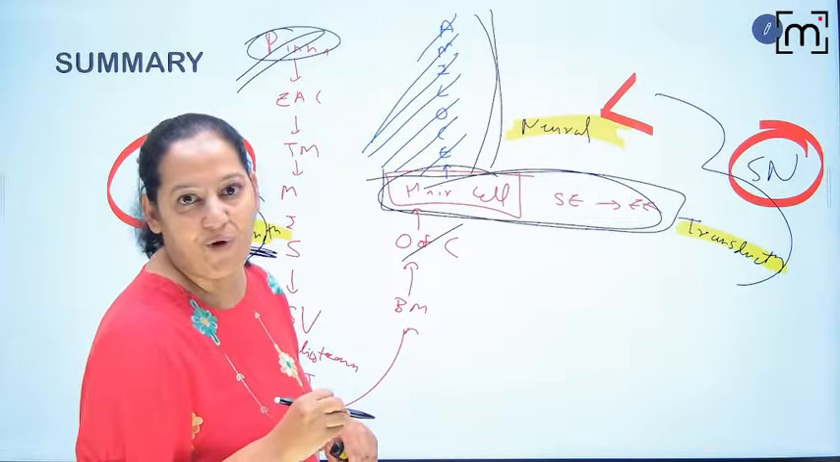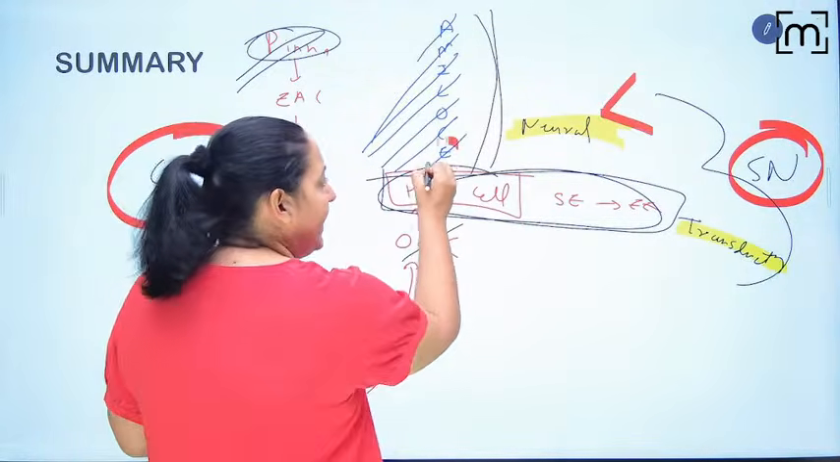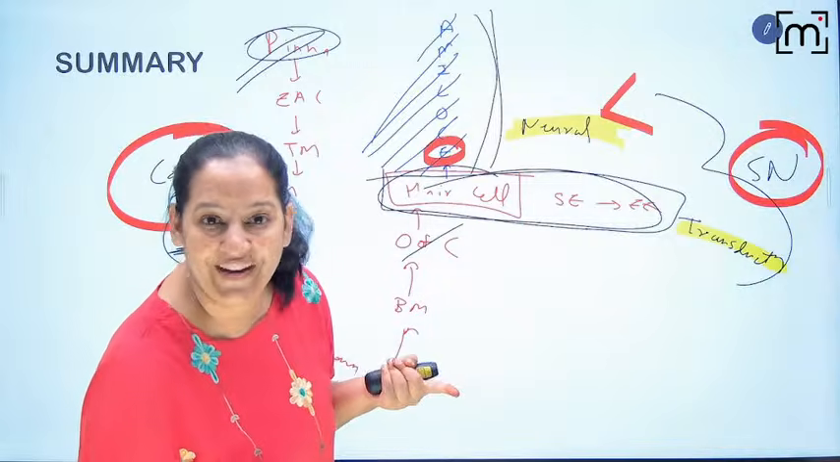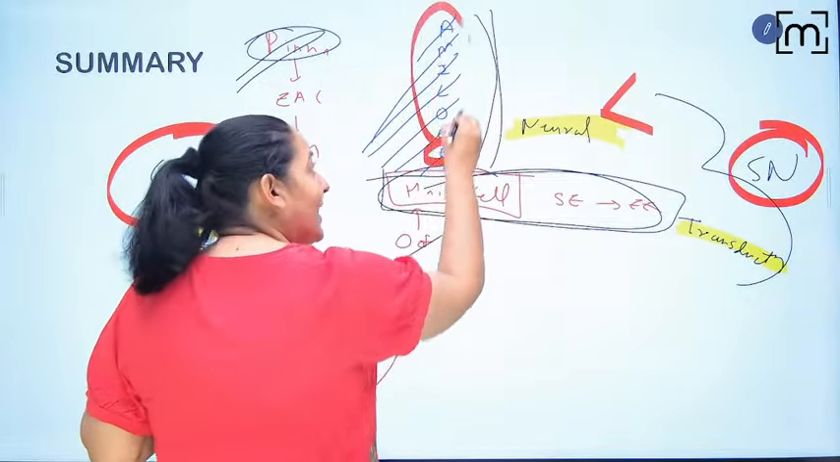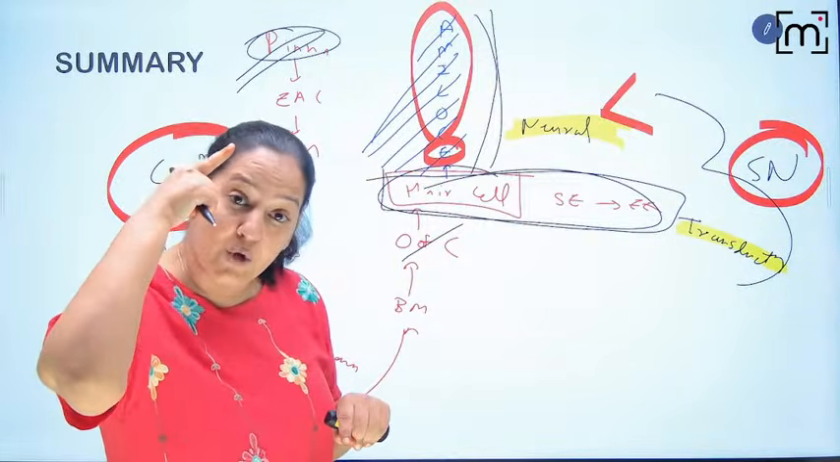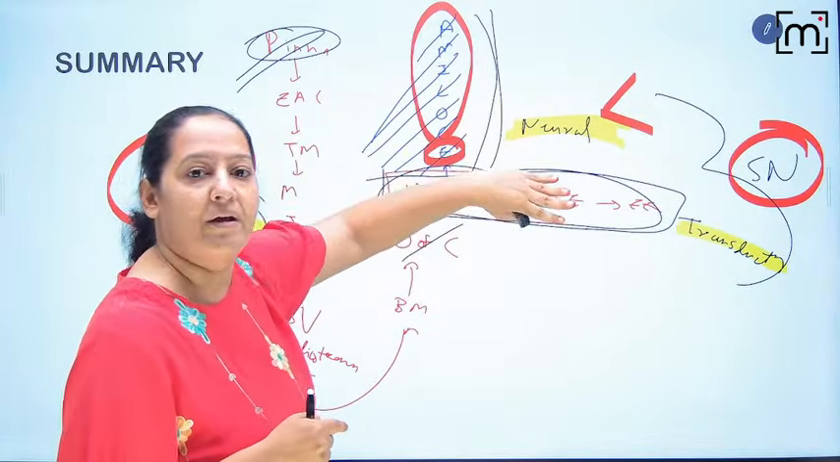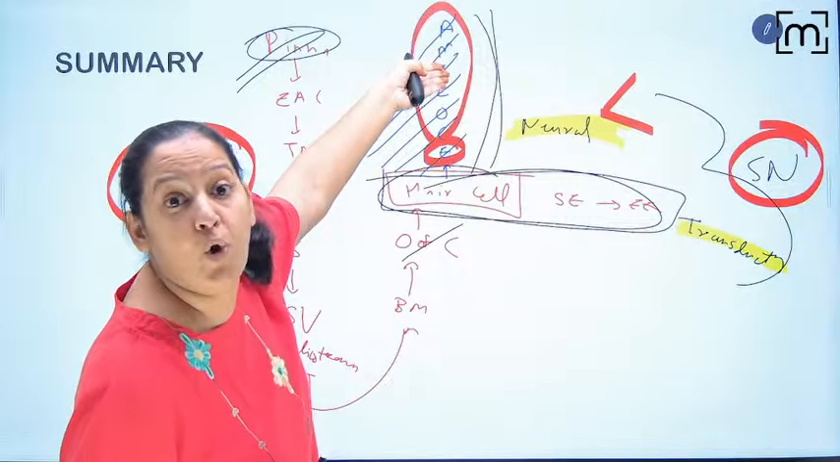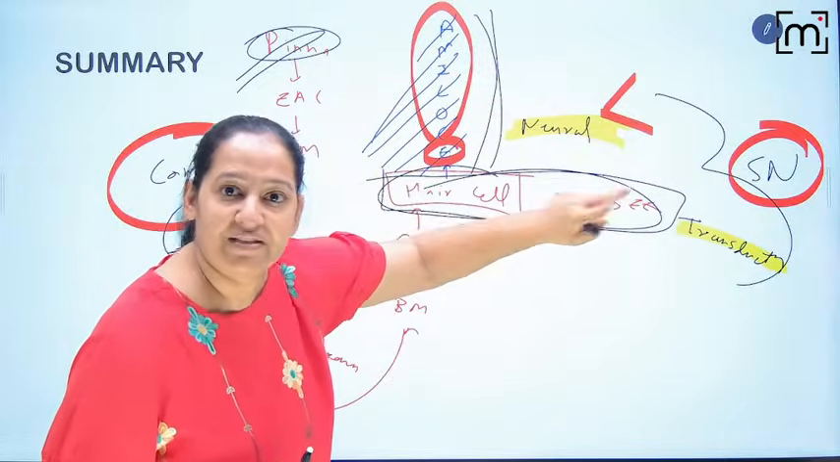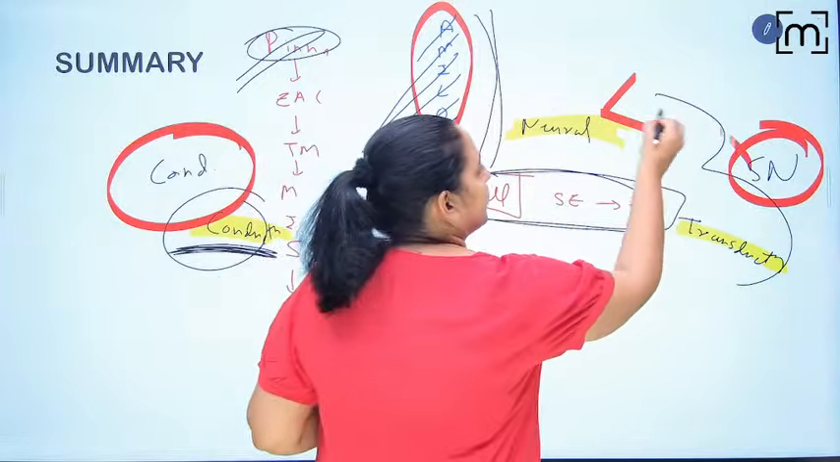Cochlear and retrocochlear. If the problem exists in the eighth nerve, it's cochlear. And if the problem exists inside the brain, in the cortex, anywhere, it's retrocochlear. Cochlear ke piche, retrocochlear. So sensory neural deafness is of two types.